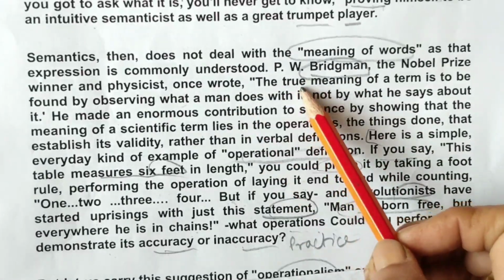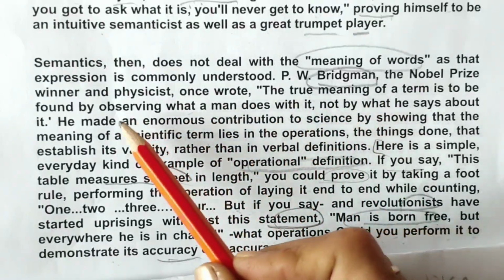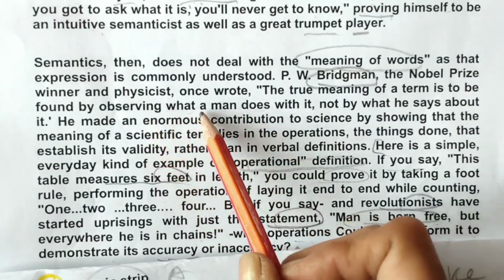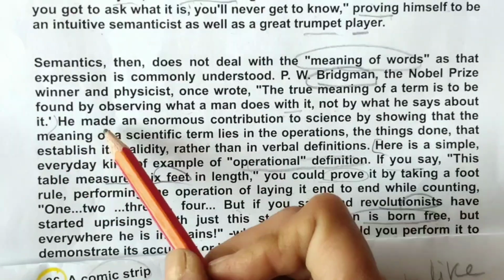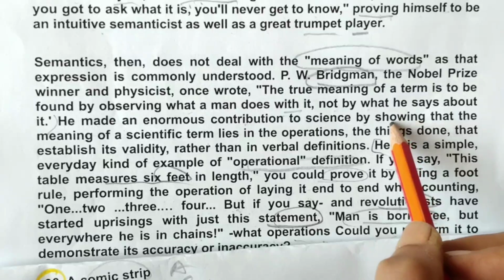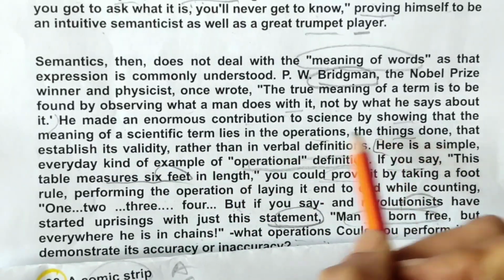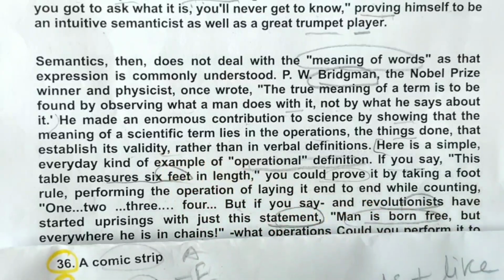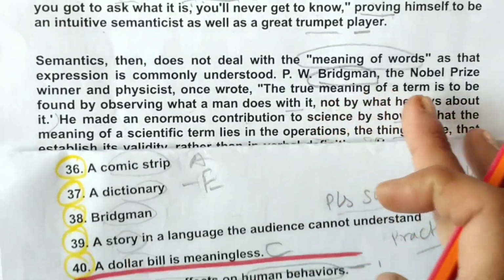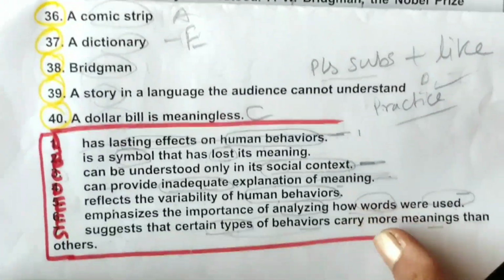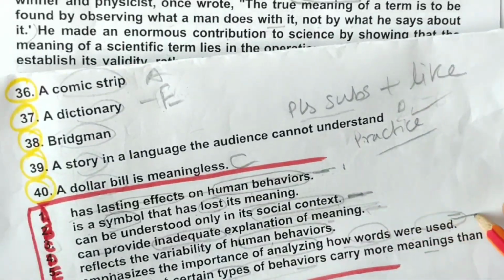Bridgman's expression is commonly: the true meaning of a term is to be found by observing what a man does with it, not by what he says about it. He made an enormous contribution to science by showing that the meaning of a scientific term lies in operations, the things done to establish its validity, and not in verbal definition. Okay, so on the basis of these lines where this person's name is there, we can select, I will tell you how. So already we have selected this and this also.